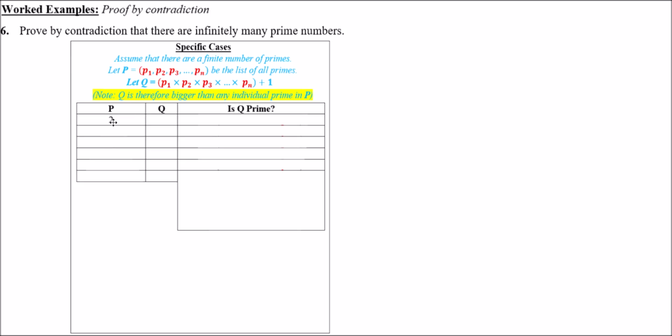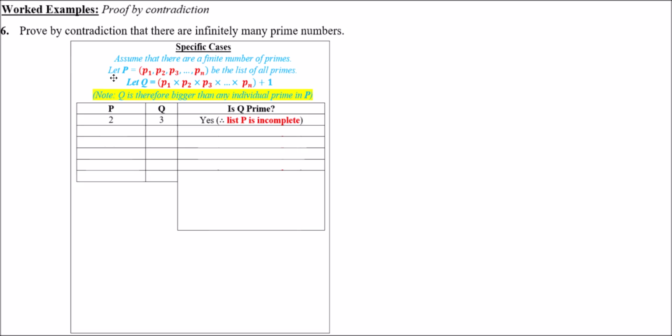So that's just going to be 2 plus 1, so Q would be 3. Is Q prime? Well, obviously yes. But because Q is prime, and Q is bigger than P, then list P was incomplete. We thought we had all the primes, 2, but Q is prime as well. So 2 wasn't the only prime. We now know that 3 is prime as well. So 2 and 3 are both primes. Therefore, our list P was incomplete, obviously.